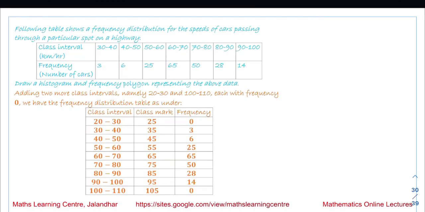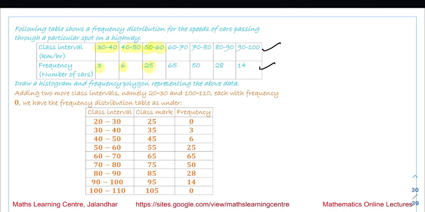So we are given the following table, which shows a frequency distribution for the speed of cars passing through a particular spot on a highway. So we are saying the number of cars whose speed is between 30 to 40 is 3, between 40 to 50 it is 6, 50 to 60 it is 25, like this. These are the class intervals for the speed, and these are the frequencies that are given to us. So we have to draw the histogram and the frequency polygon representing this data.